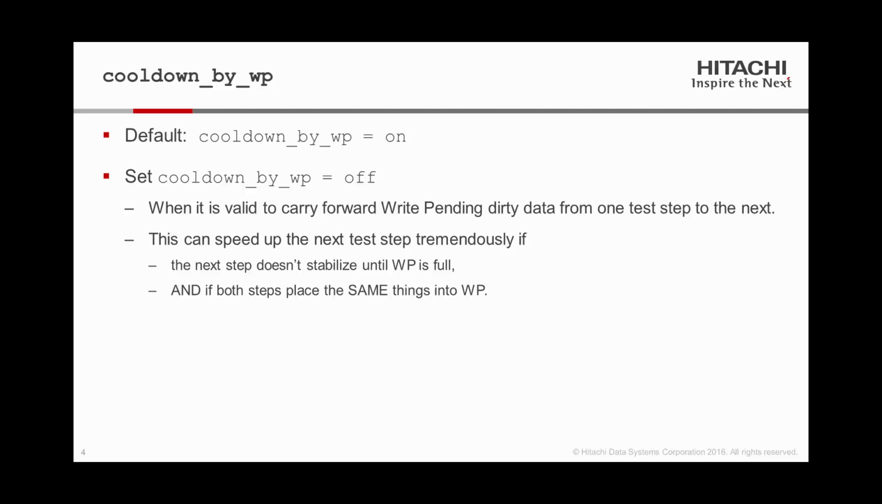You can turn cooldown by write pending equals off if you know that you're going to run the next test step and it's going to put objects of exactly the same type into write pending as the previous step did. In that case, it's reasonable to carry forward the items that are heading for the exact same destination as the next step. So this can speed up the next test step as long as you're putting the same kind of objects in the same place as you were in the previous test steps.